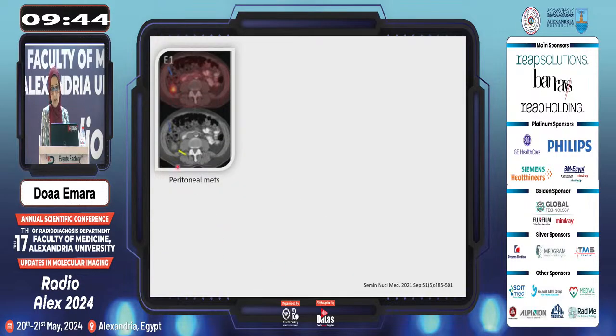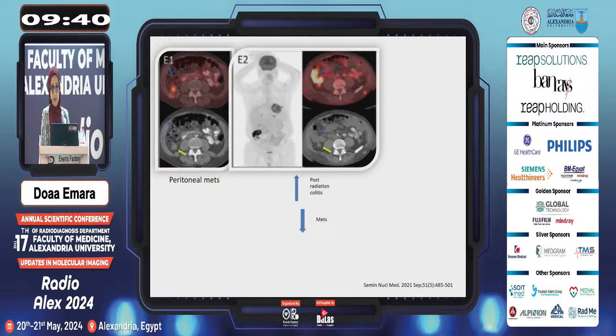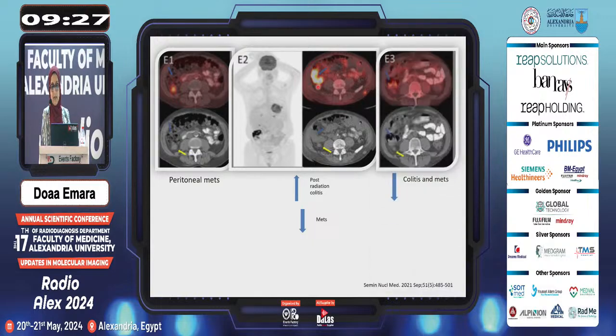This patient had a peritoneal nodule with intense uptake, and on follow-up, there is decreased size of the nodule with decreased uptake, but there is increased uptake at the level of the ascending colon, and this case diagnosed as post-radiation colitis. On the second follow-up, there is resolution of radiation colitis and regression again in the size of the nodule and its activity.